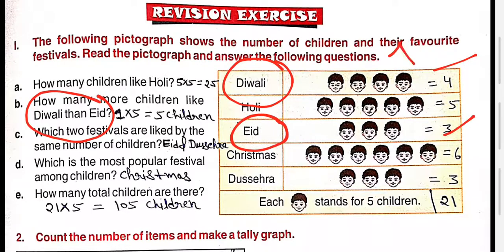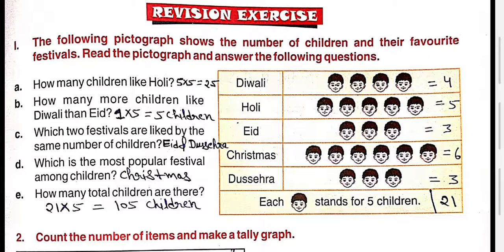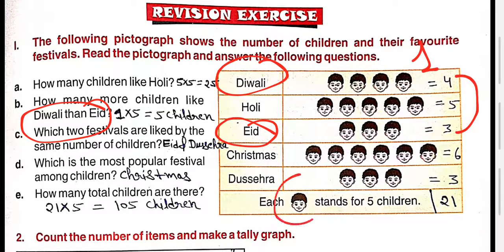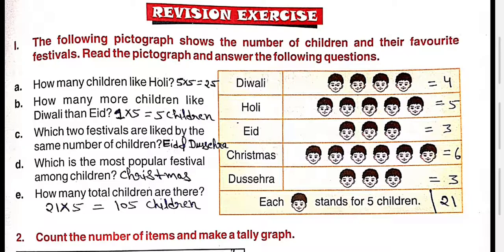Then how many more? Only one symbol, and one symbol is equal to 5 children. It means the number that is more for Diwali than Eid is only 5, because you just find the difference between Diwali and Eid. Diwali has 4 and Eid has 3. The difference is only one symbol, and one symbol is equal to 5. So you multiply 1 by 5, it becomes 5 children. So your answer is 5 children.